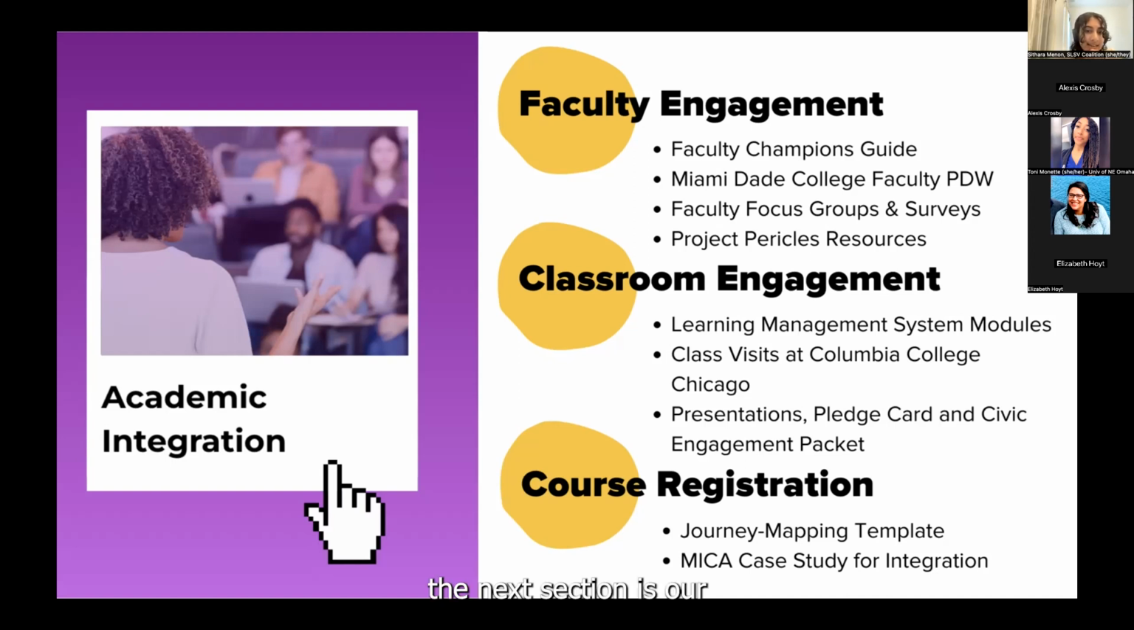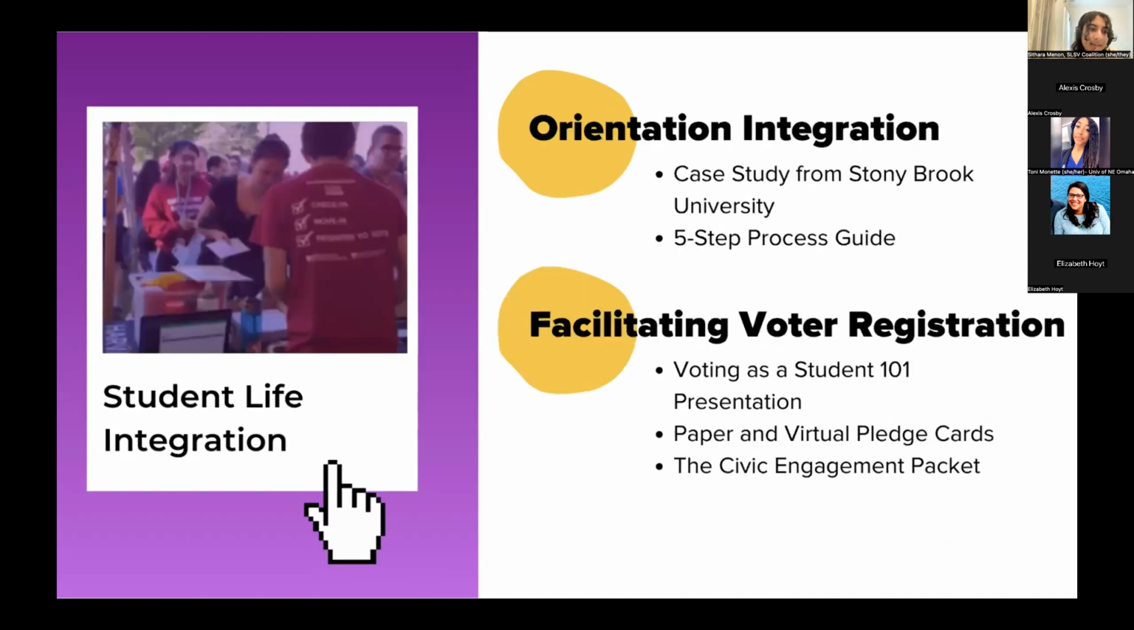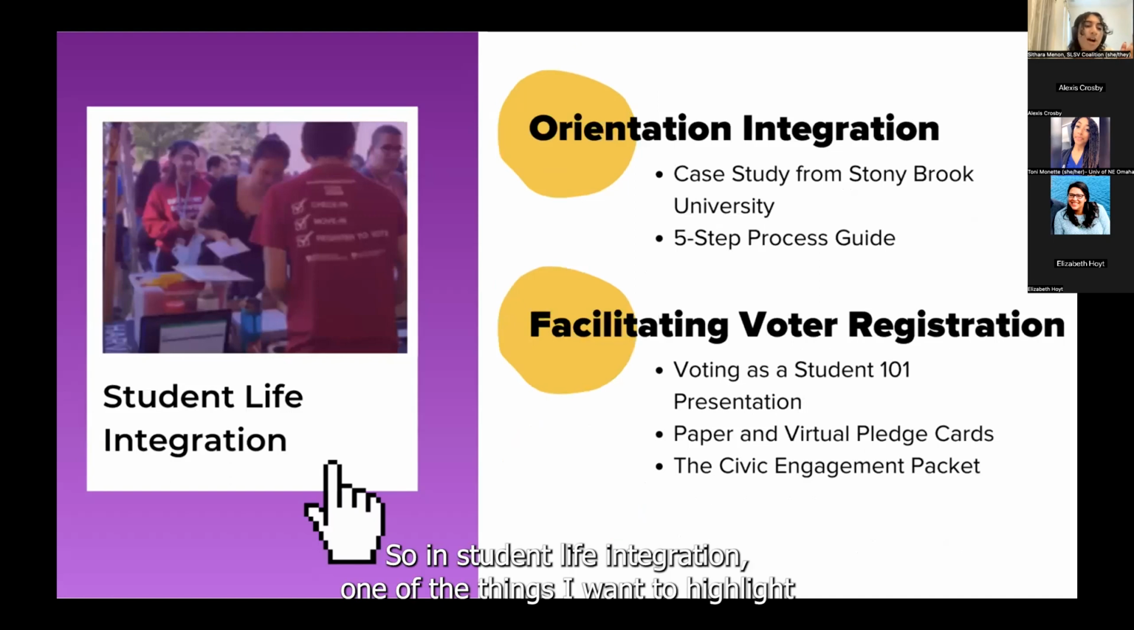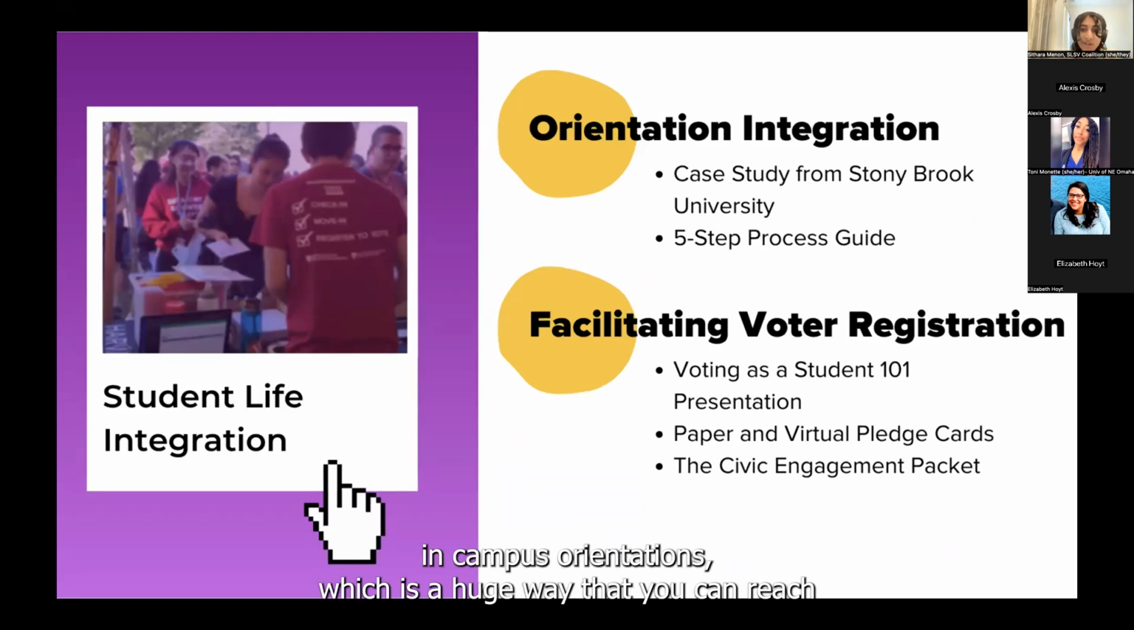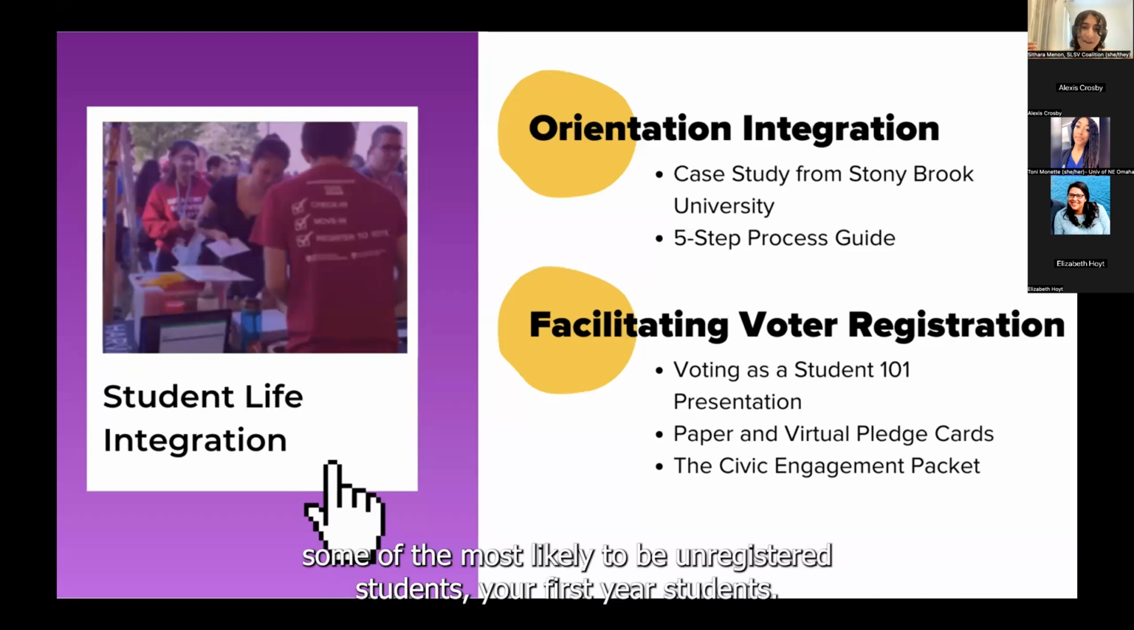The next section is our student life integration. So in student life integration, one of the things I want to highlight is our case studies on partnering with orientation and our guide to creating a mandatory section in campus orientations, which is a huge way that you can reach some of the most likely to be unregistered students, your first year students.